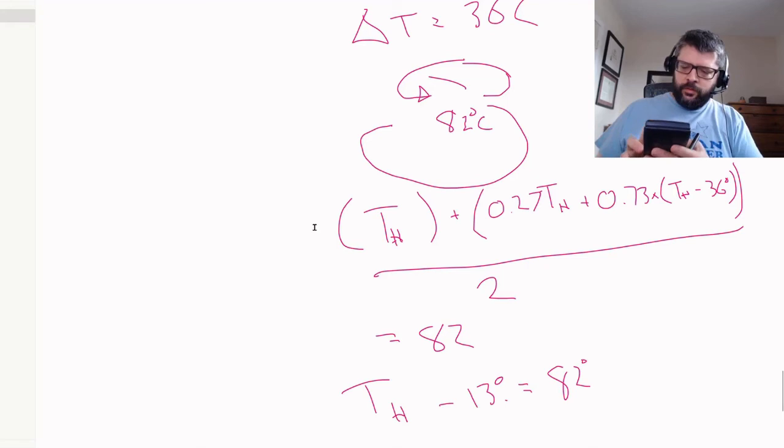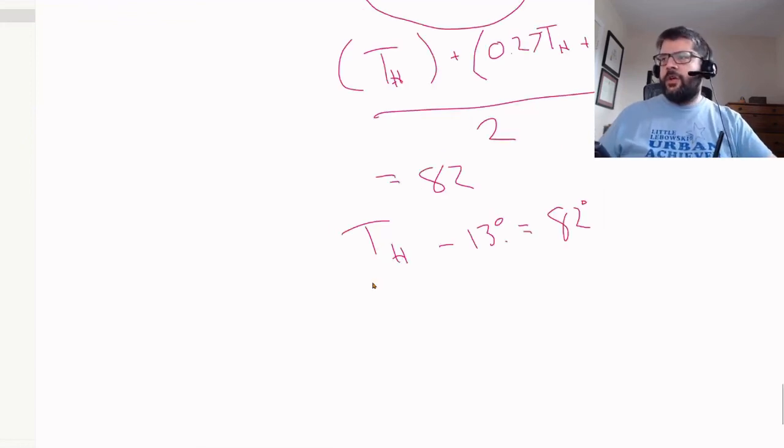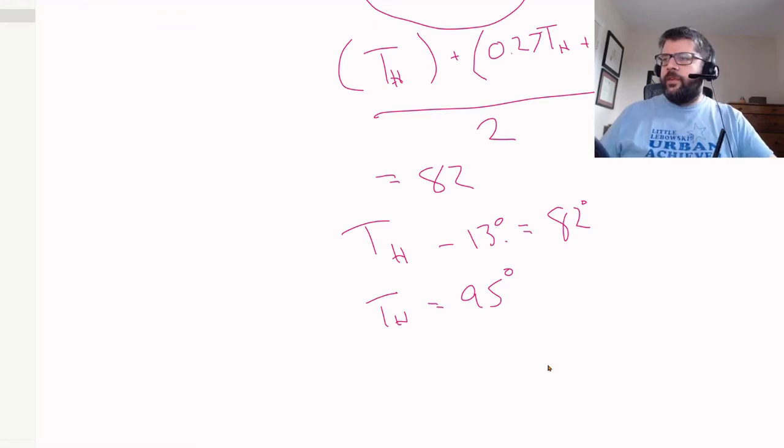So 82 plus 13, that gives us a TH of 95 degrees, and then our inlet temperature, therefore, TC for cold, is going to be 58 degrees. All this in Celsius.